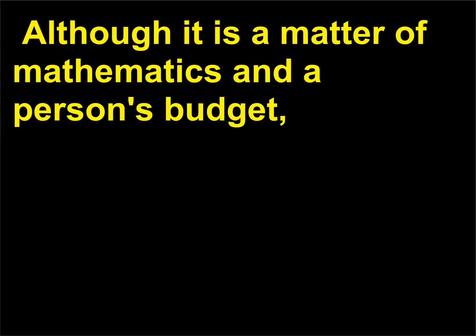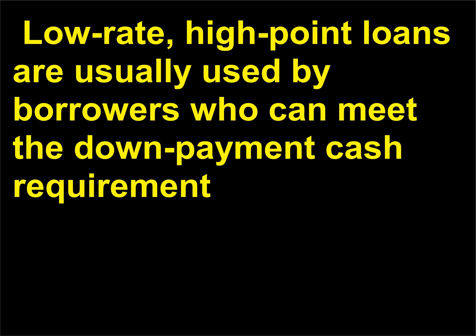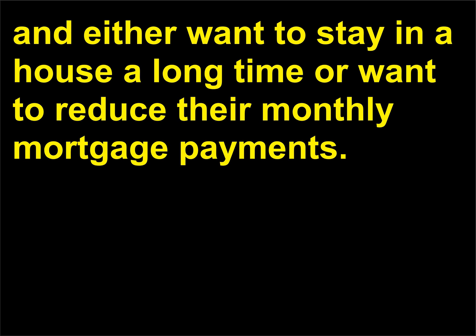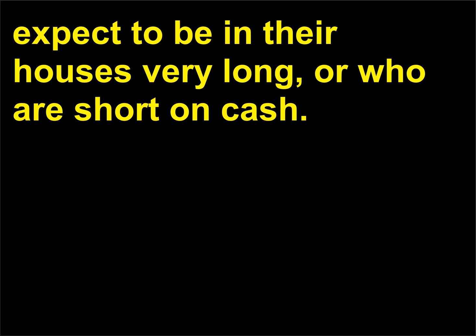Although it is a matter of mathematics and a person's budget, there are some very general guidelines when choosing a mortgage. Low-rate, high-point loans are usually used by borrowers who can meet the down payment cash requirement and either want to stay in a house a long time or want to reduce their monthly mortgage payments. High-rate, low-point combinations are for borrowers who don't expect to be in their houses very long, or who are short on cash.